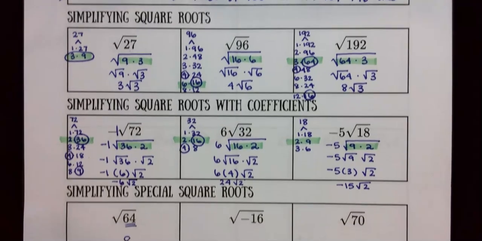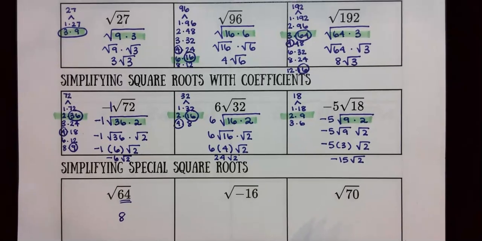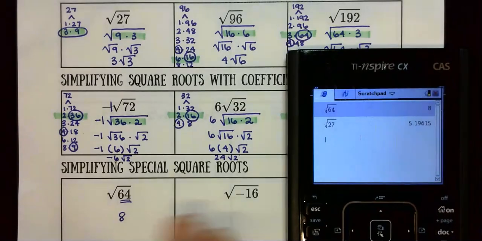So if you see a negative, you can automatically say this is a no solution, because there doesn't exist a number times itself that would give us a negative number. But if you forget that, you can always type it into your calculator, just like I asked you to do.